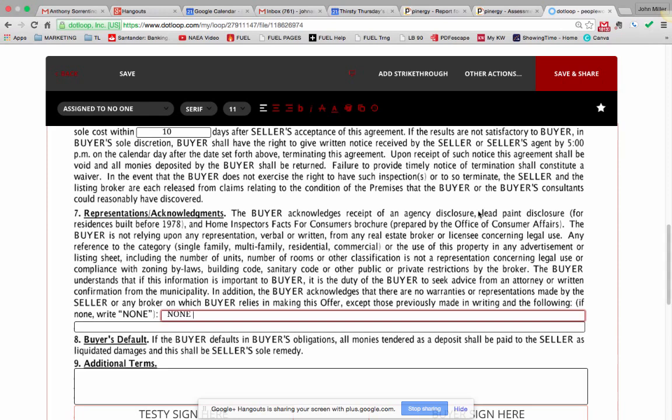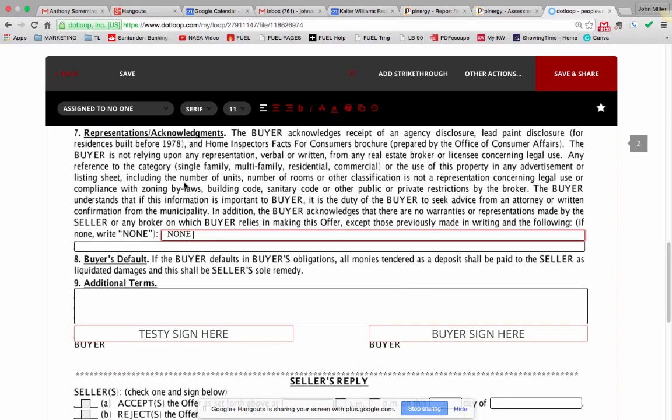So pay attention here. We need to get the buyer the agency disclosure form, the lead paint disclosure, and the home inspector's fact for consumers brochure prepared by the office. So those three things need to go to the buyer when they're signing. They're confirming that they've received them by signing this here.